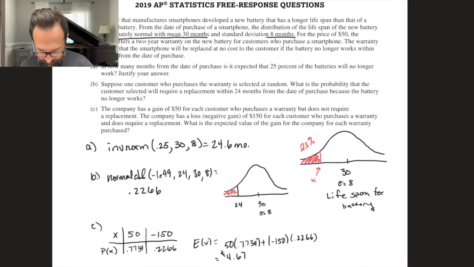And that's it. Qual 5 was a really short question. This was a really nice one if you were confident with normal CDF and inverse norm and things like that. So hopefully that went well for you.